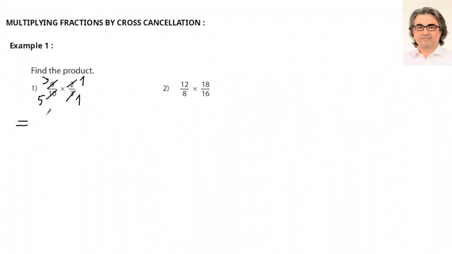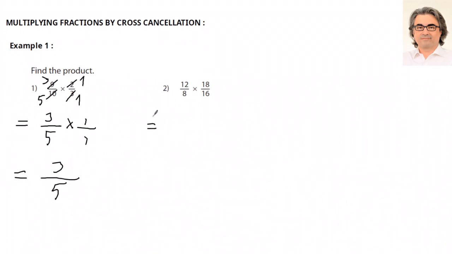So I am multiplying 3 over 5 with 1 over 1. It means multiply 3 with 1. 3 times 1 is 3. And 5 with 1, 5 times 1 is 5. The result is 3 over 5.